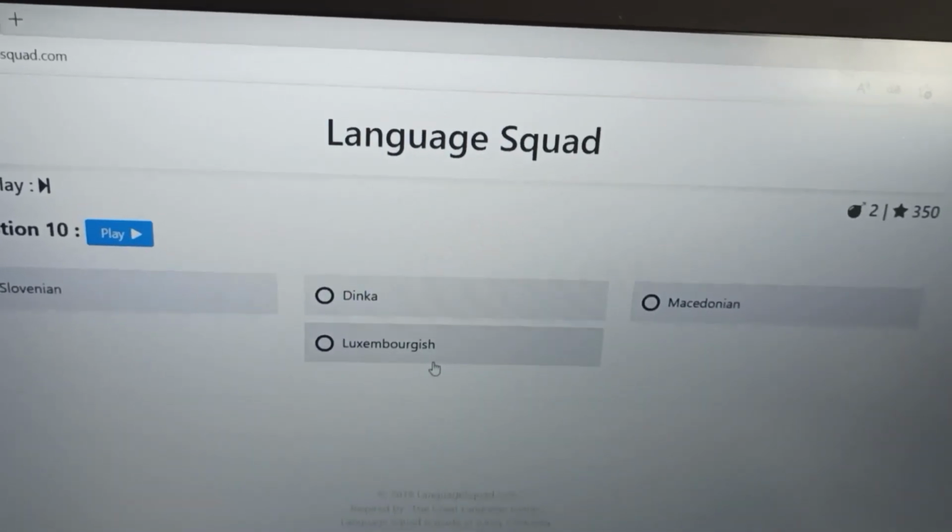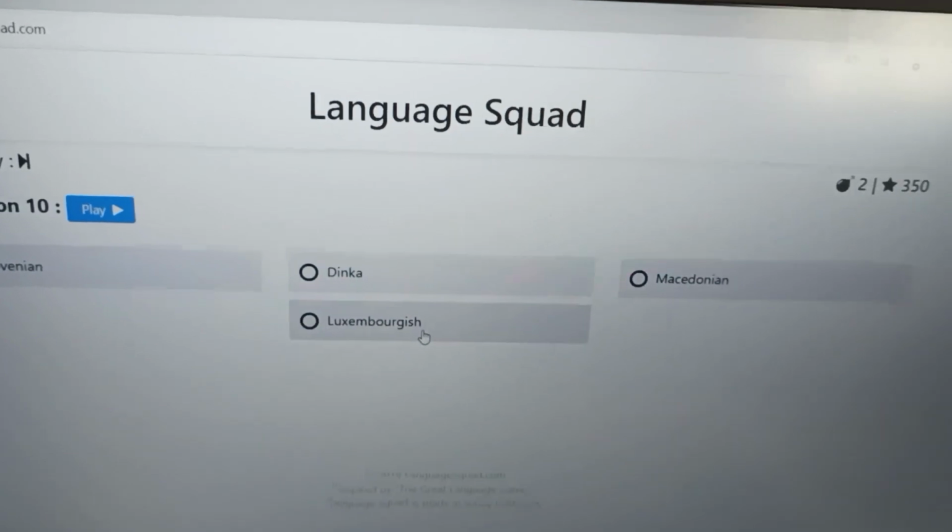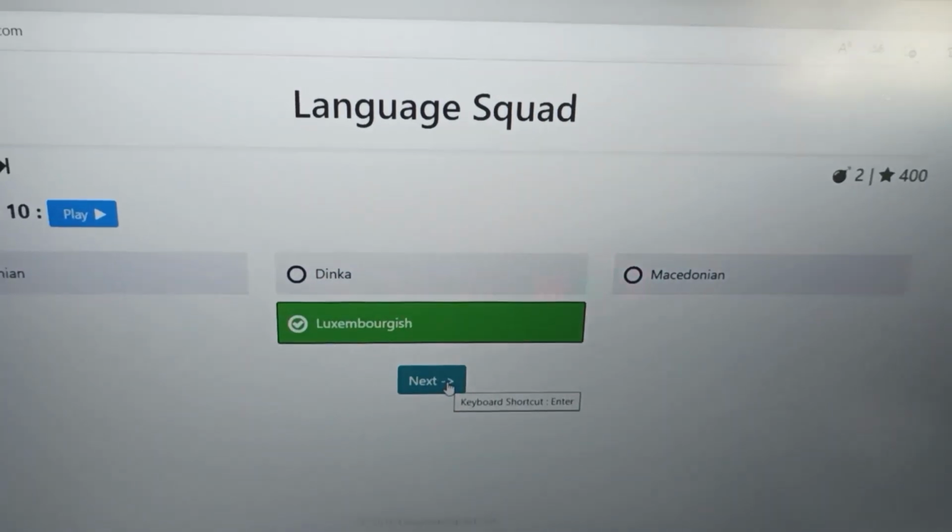Yes, and Luxembourgish is something like German, but a different German.